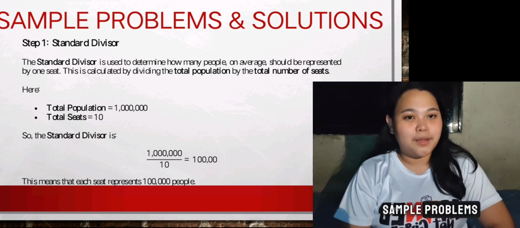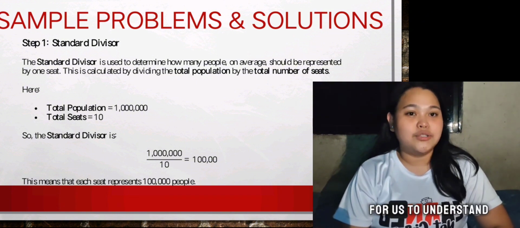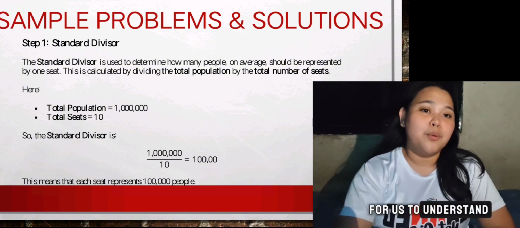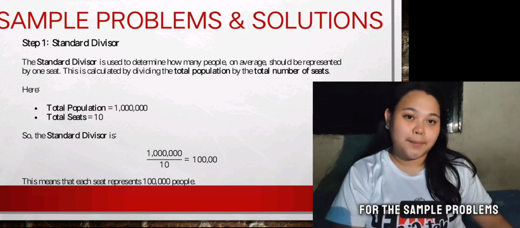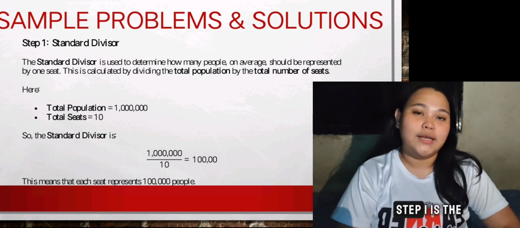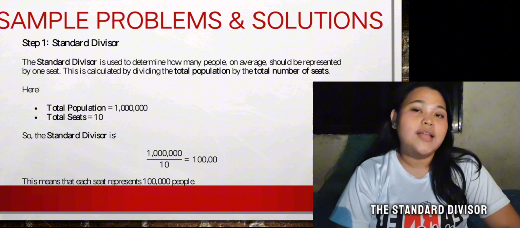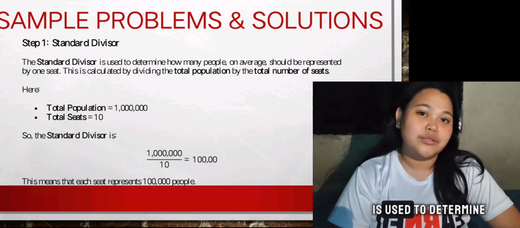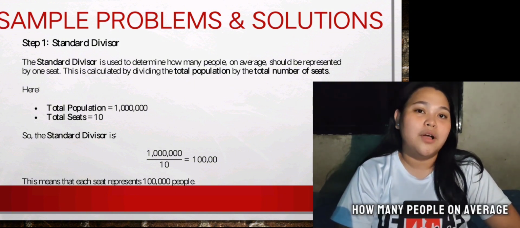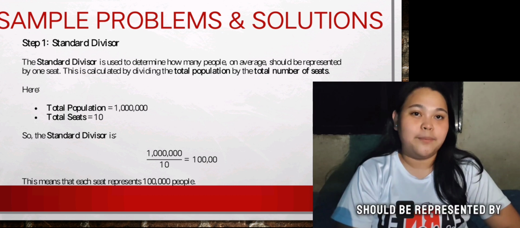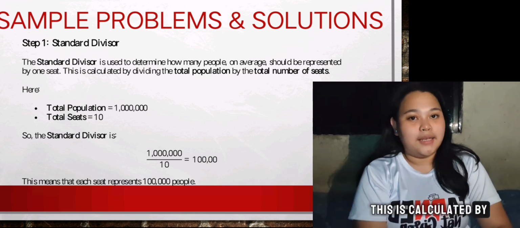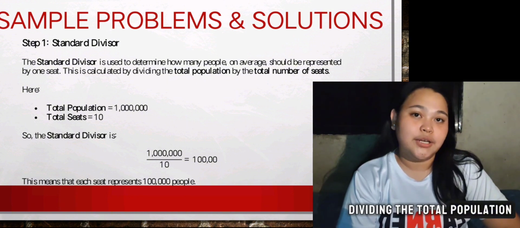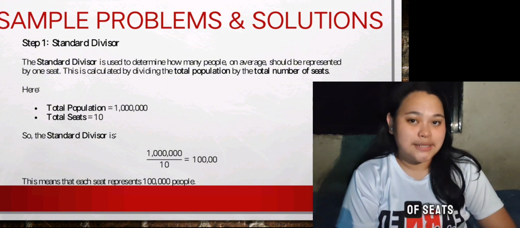For the sample problems, here it is for us to understand more what our topic is all about. Step 1 is the standard divisor. The standard divisor is used to determine how many people on average should be represented by one seat. This is calculated by dividing the total population by the total number of seats.